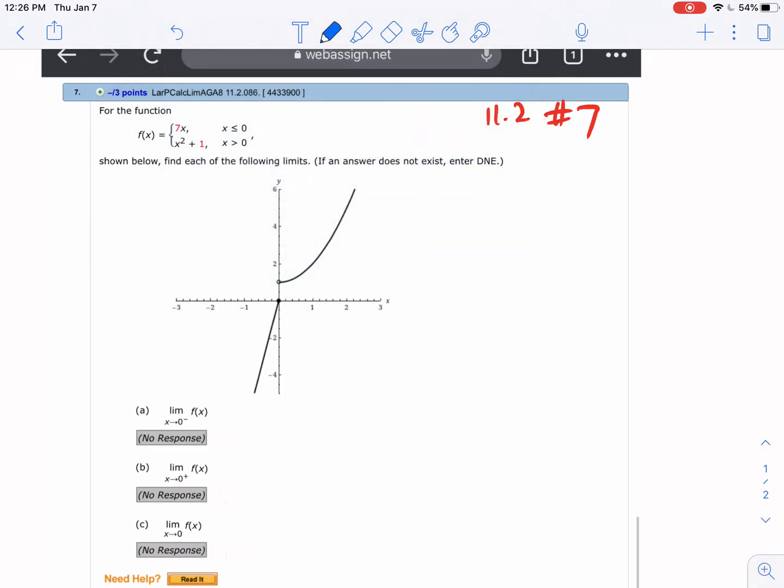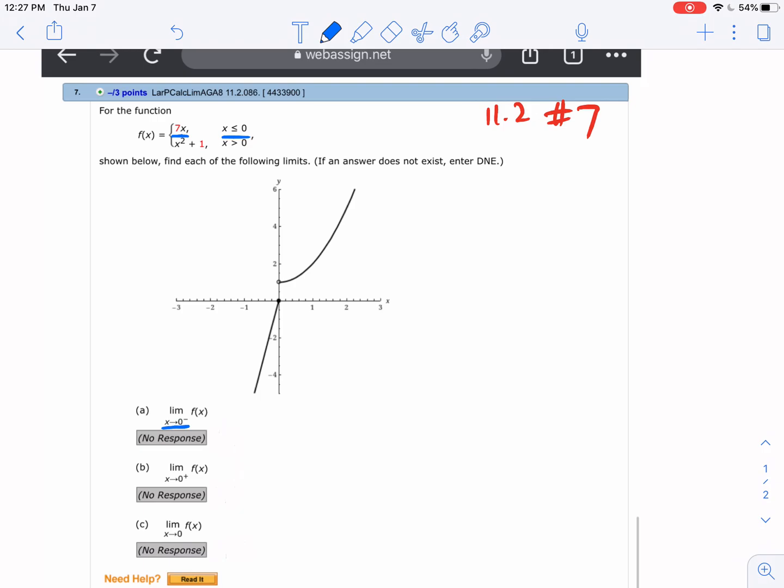So 7x is supposed to be used when the x's are smaller than 0. So that's this part of the graph, the negative side of 0. So you would pick 0 and then negative 1 half, 1, negative 1 half, negative 2, so on. So that's this right here.